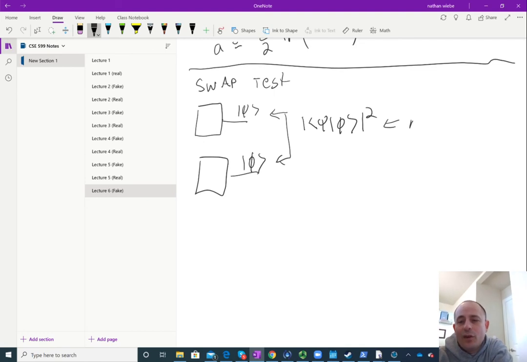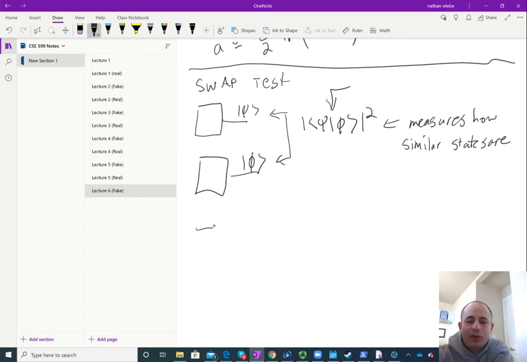And this measures how similar the states are. And actually, it can be used in order to bound the number of samples that you need in order to be able to discriminate between the two with high probability. So the swap test gives us a way of computing this value up here. And the circuit, which implements this, actually takes a very similar form.